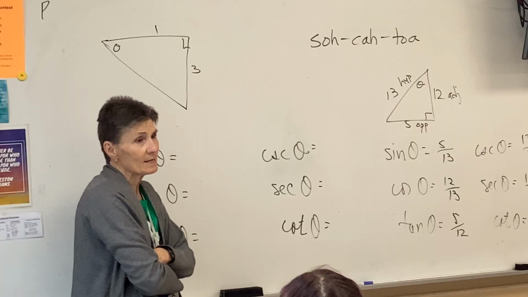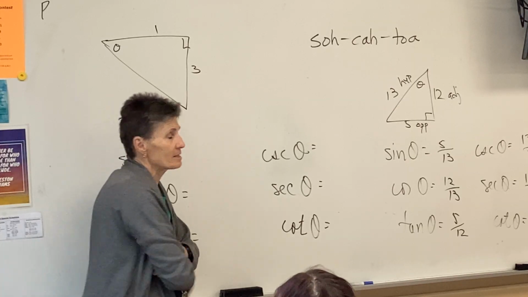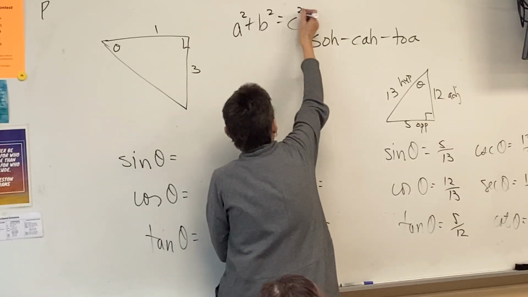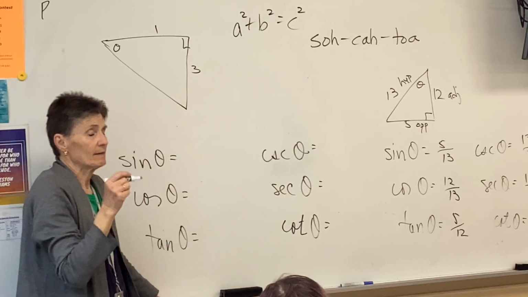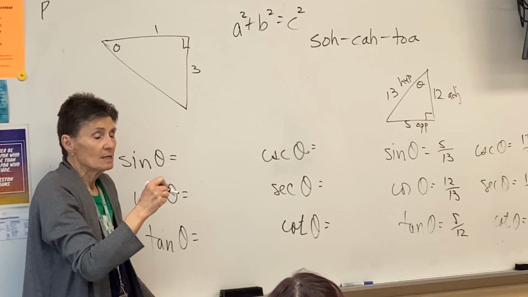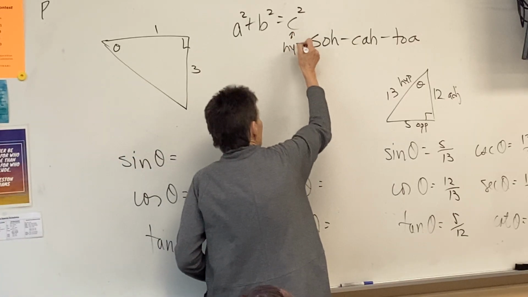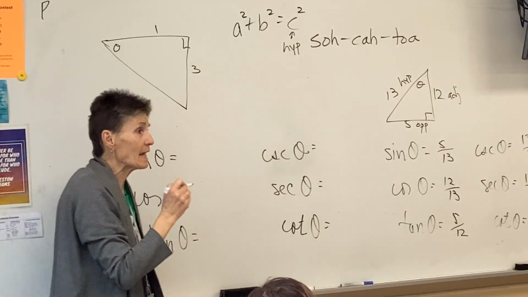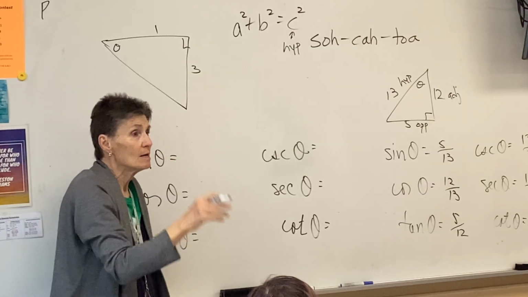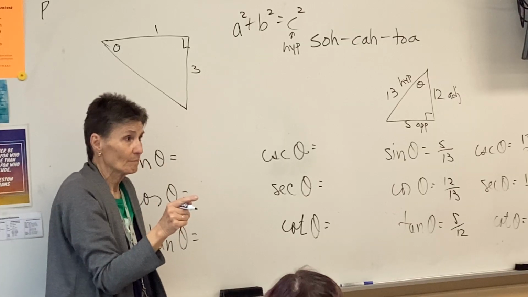What is the Pythagorean theorem? A squared plus B squared equals C squared. Now listen, the important thing to remember here is C is the hypotenuse. Nobody cares what A and B are. It doesn't matter. A and B are something, but C must be the hypotenuse.